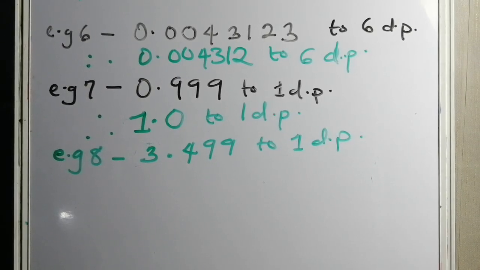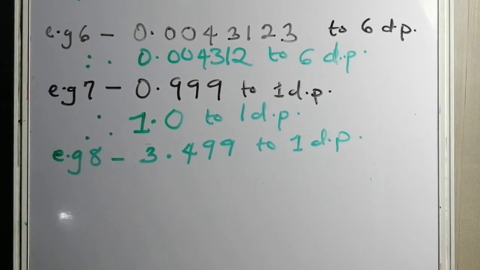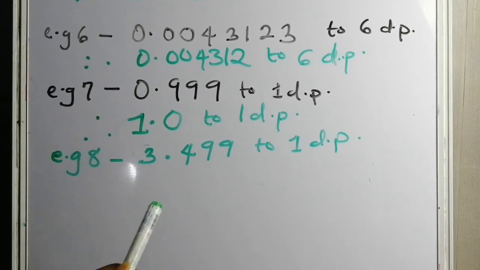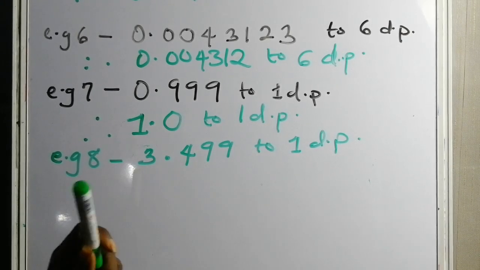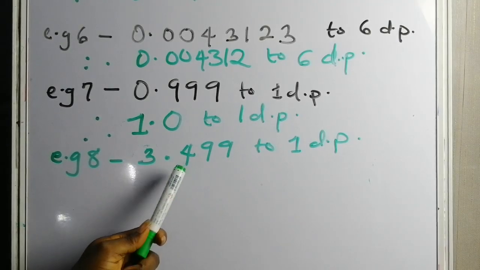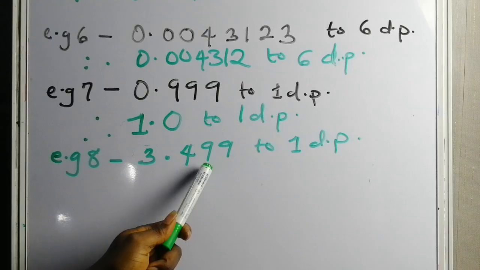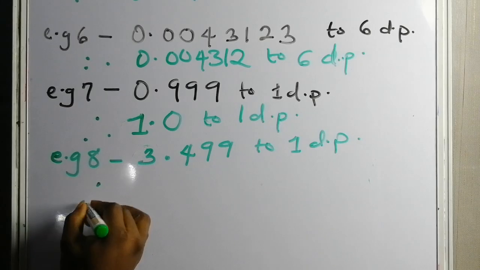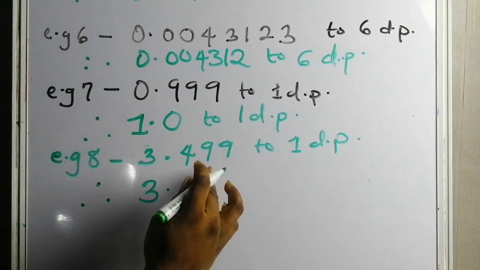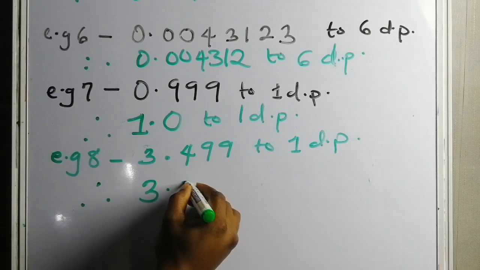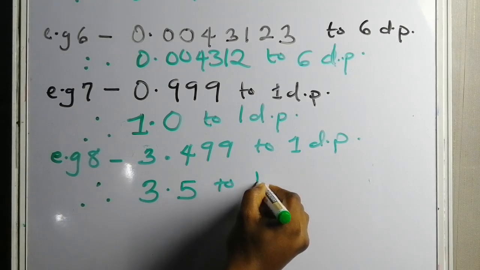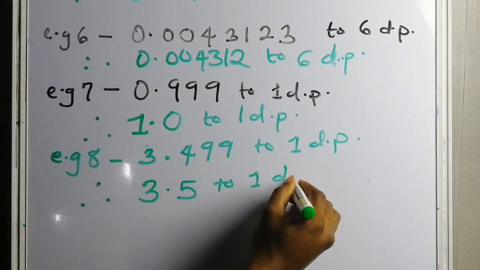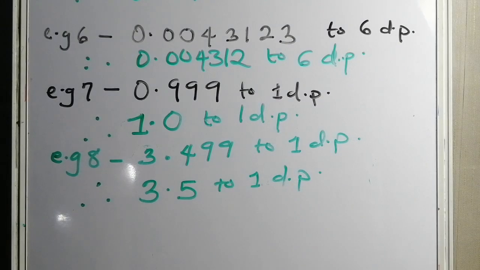So look at example 8, 3.499 to one decimal place. Now you have how many decimal places? You have 3, and to one decimal place. So to one decimal place is going to be 3.4. But the next figure after 4 is what? It is equal to or greater than 5, which is 9. So the answer will now be 3.5 to one decimal place. It's as simple as that.